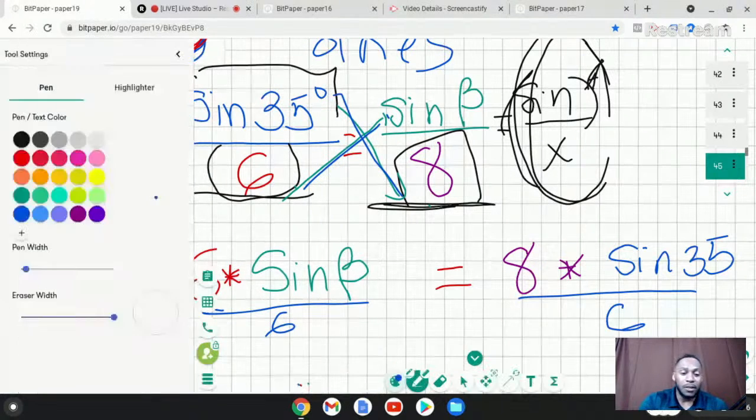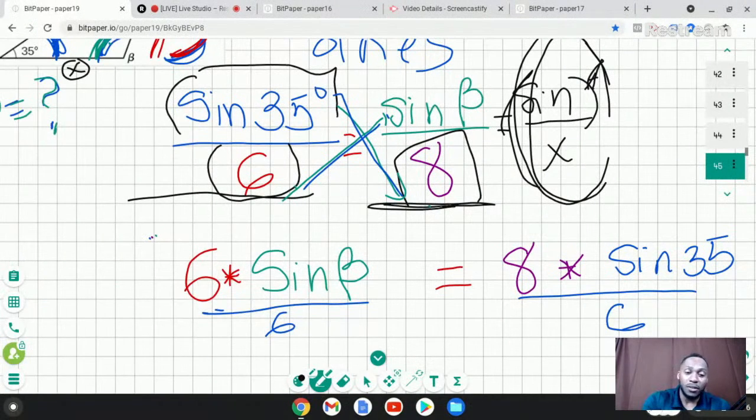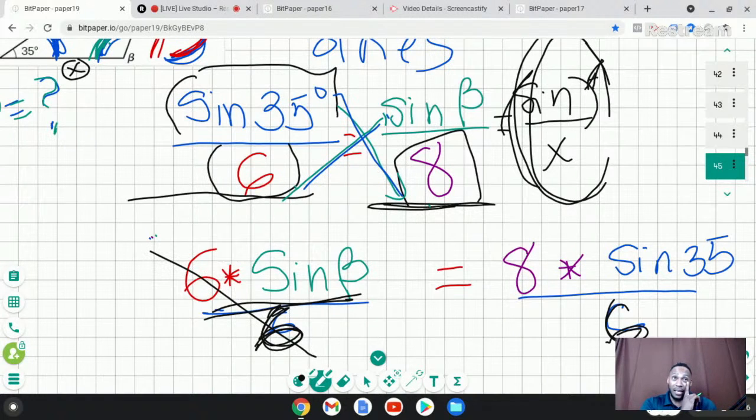Let me put this in black so you don't get confused by the colors. Let's divide one side by 6 and divide the other side by 6. This 6 and this 6 are going to cancel out. We're very close to finding sine of beta. All we need to do is isolate sine of beta, and that will tell us what beta is. We're very close to doing that.